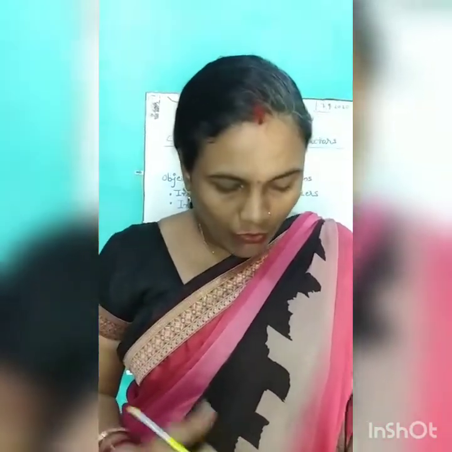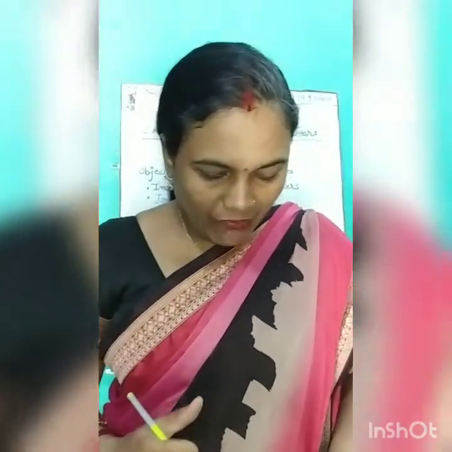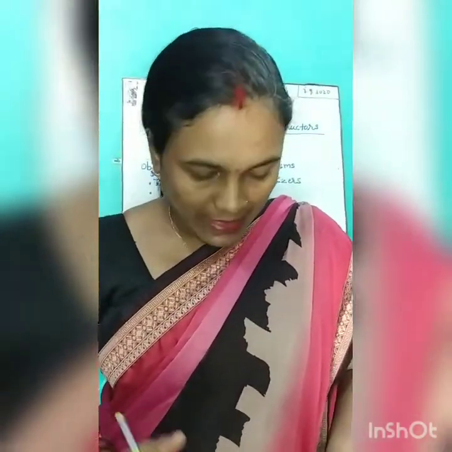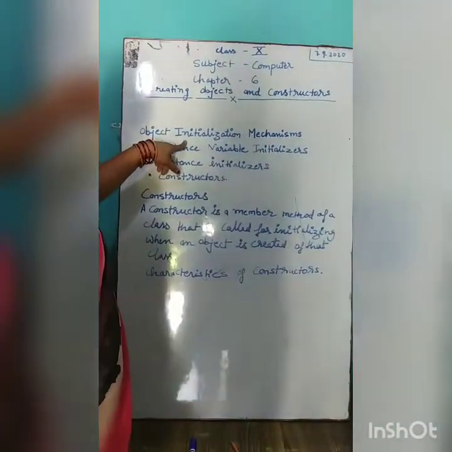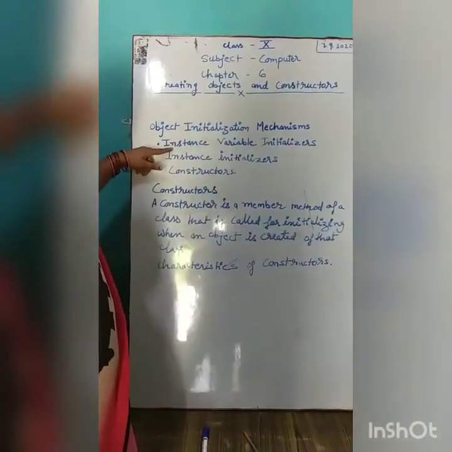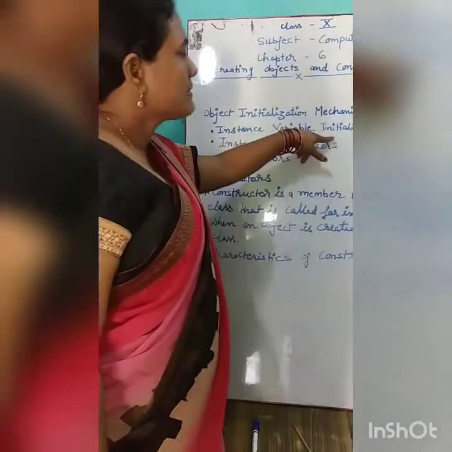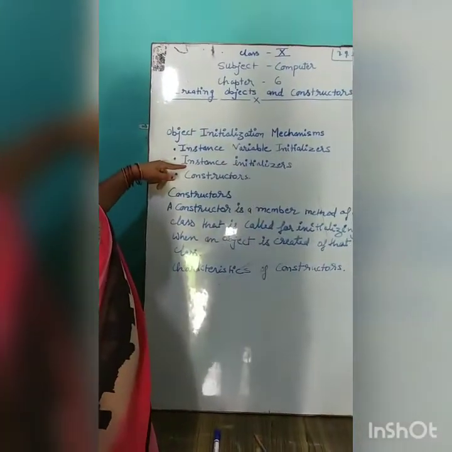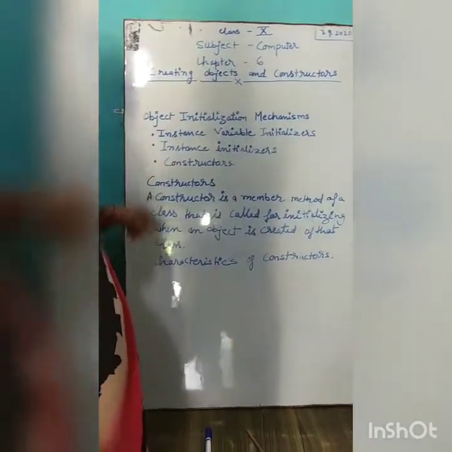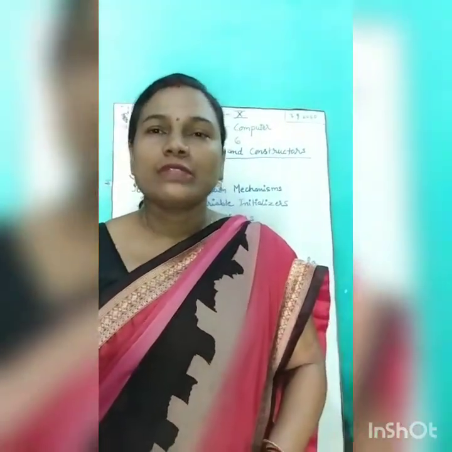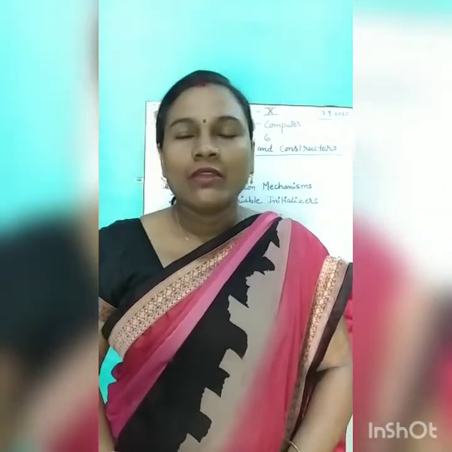There are three mechanisms to initialize the value. First is the instance variable initializer. Second is the instance initializer. Third is constructors. See, object initialization mechanism: first is instance variable initializer, second is instance initializers, third is constructors. Okay. So these are three mechanisms which provide the facility to initialize the value in an object.